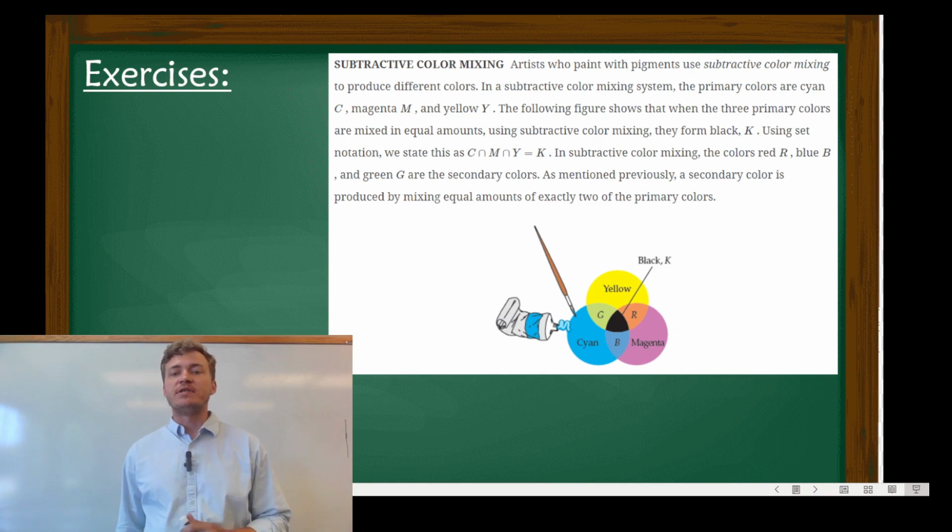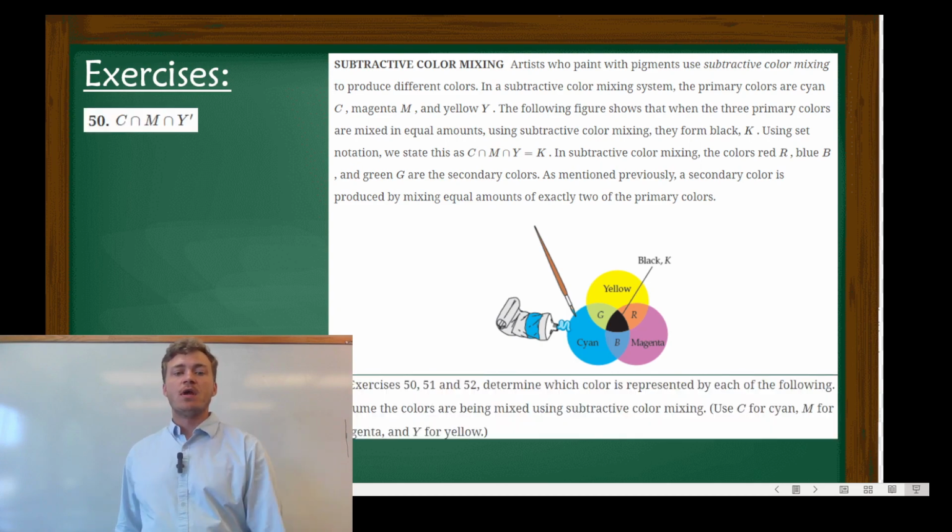In subtractive color mixing, the colors red, blue, and green, denoted R, B, and G, are the secondary colors. As mentioned previously, a secondary color is produced by mixing equal amounts of exactly two of the primary colors. So here in the following exercises, we want to determine which color is represented by each of the following. Assume that the colors are being mixed using subtractive color mixing.